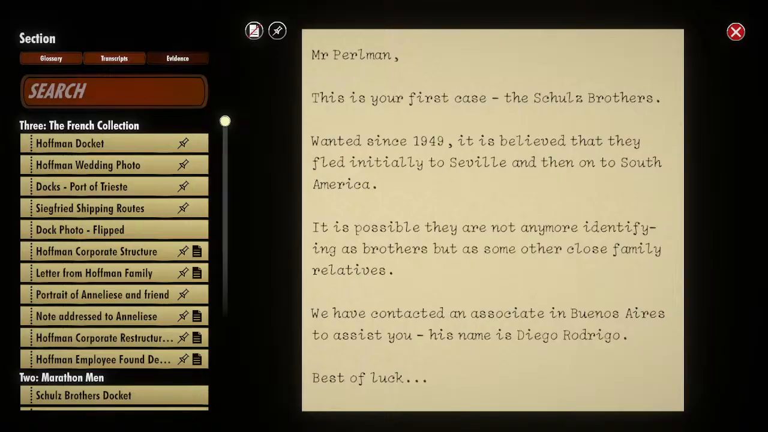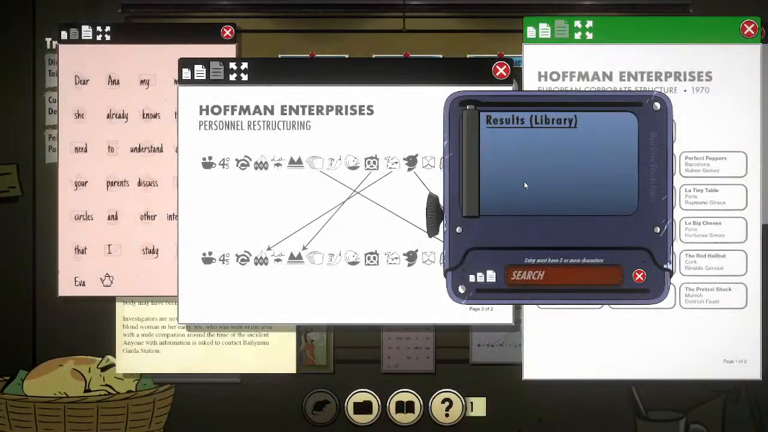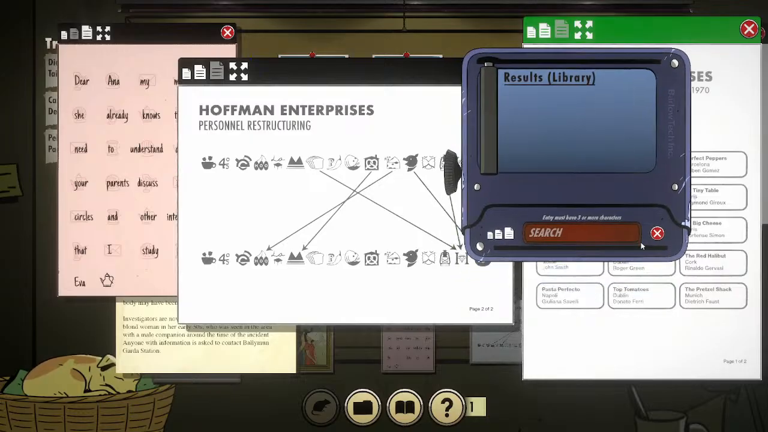3, the French collection. So then we've got a bit of evidence that ties Hoffman Enterprises restructuring. So we're just gonna write. This isn't on screen, but I'm just writing this down for my own understanding.